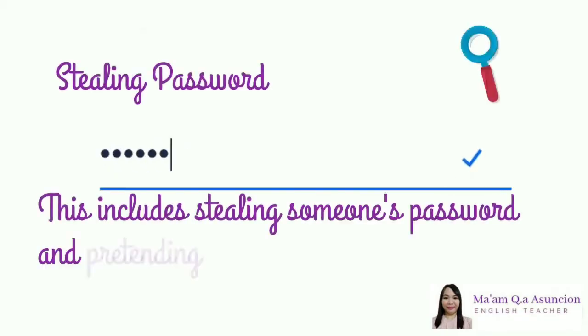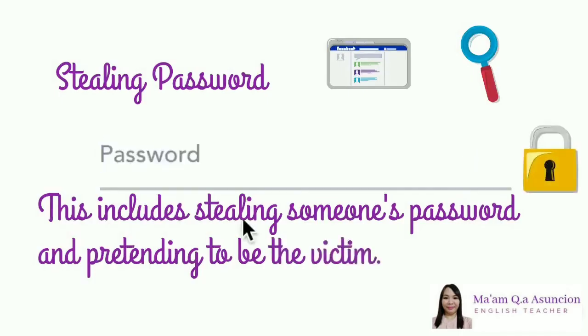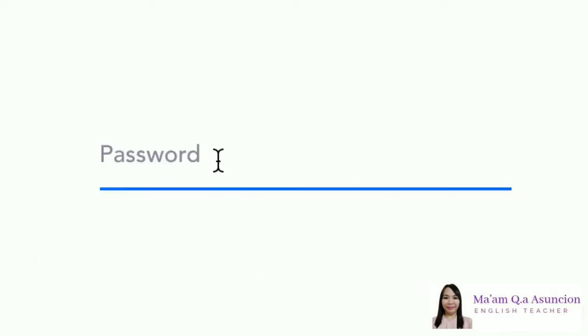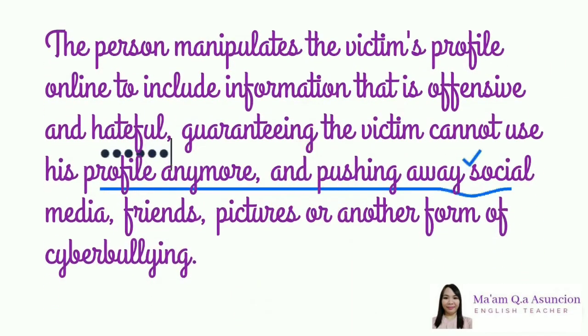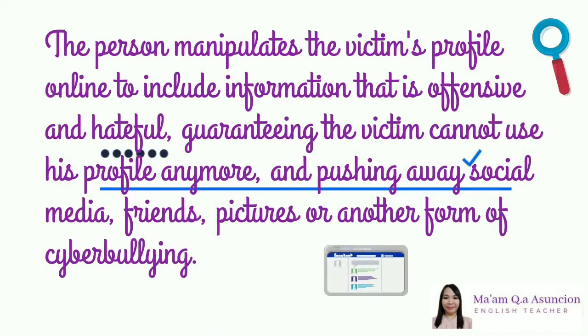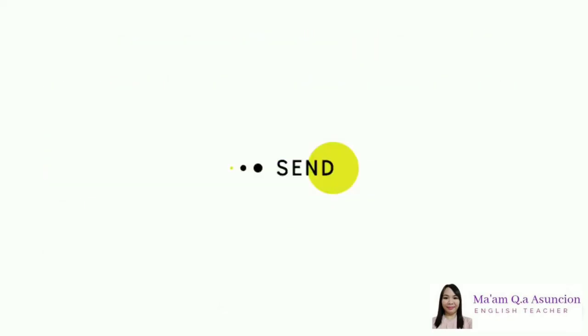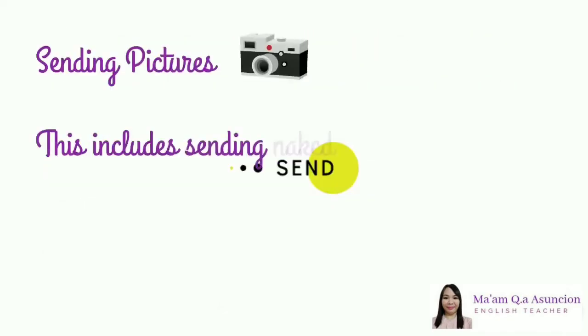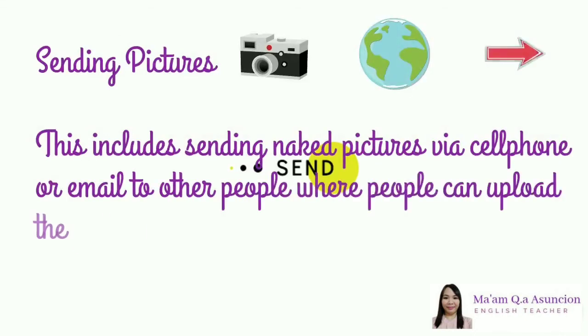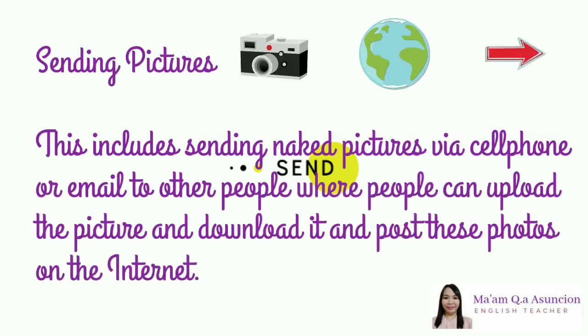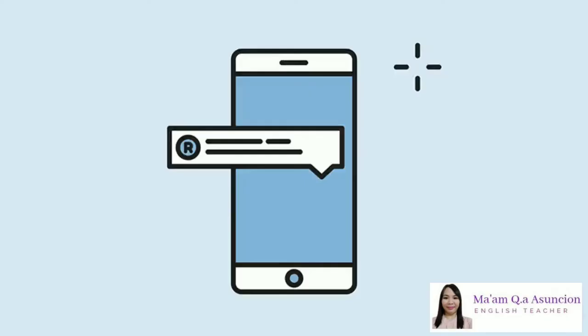Stealing password. This includes stealing someone's password and pretending to be the victim. The person manipulates the victim's profile online to include information that is offensive and hateful, guaranteeing the victim cannot use his profile anymore, and pushing away social media friends, pictures, or another form of cyberbullying. Sending pictures. This includes sending naked pictures via cell phone or email to other people where people can upload the picture and download it and post these photos on the internet.